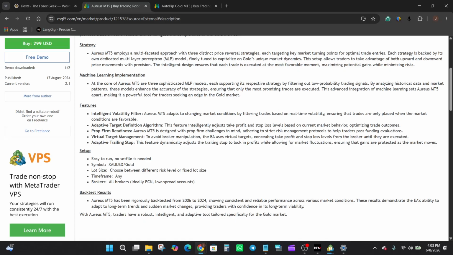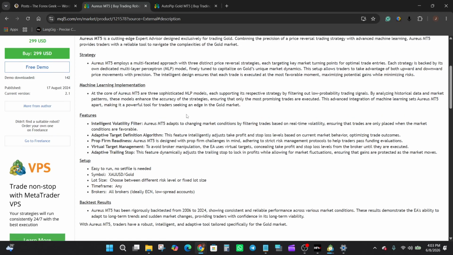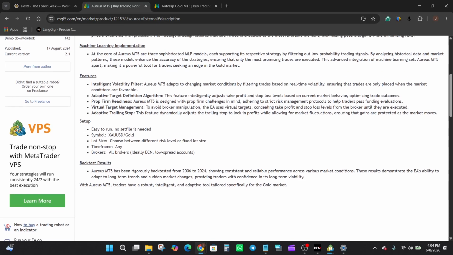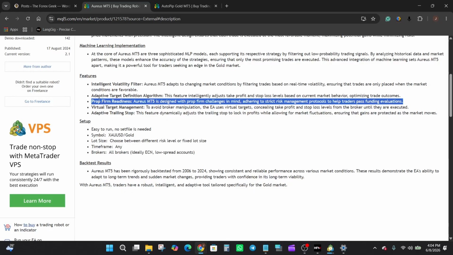Another feature is the adaptive trailing stop, which allows the EA to lock in profits while still giving trades room to move with the market. So it is not a static trailing system, but one that adjusts based on ongoing conditions. All right, so the developer also highlights prop firm readiness, which usually implies the EA is designed with risk constraints in mind, particularly for evaluation environments where drawdown and consistency rules matter.